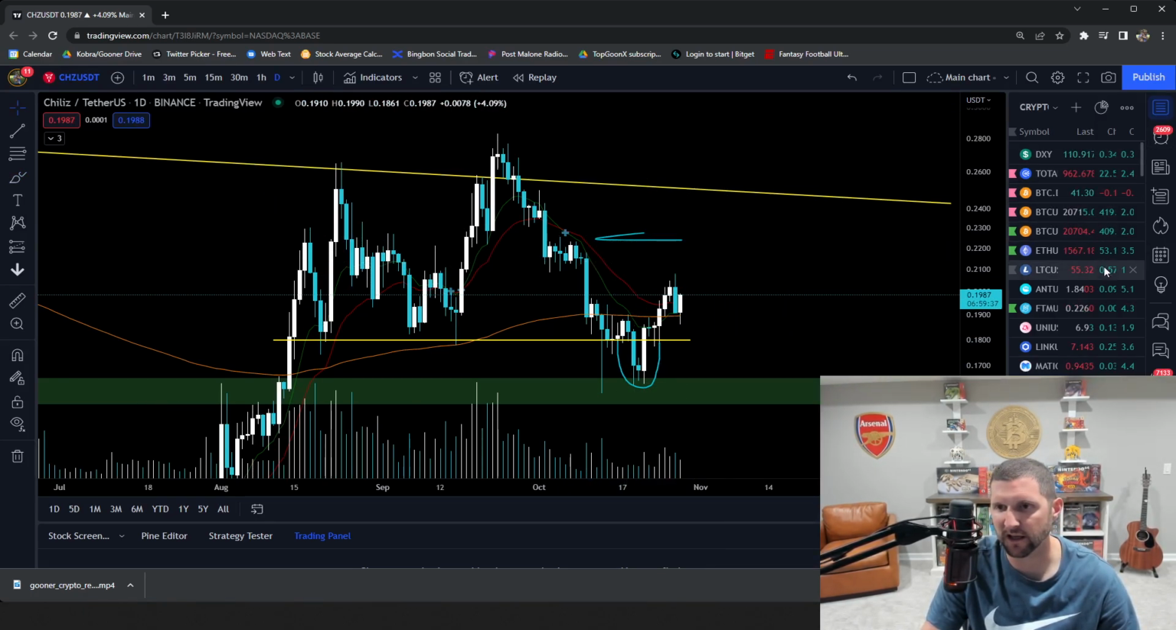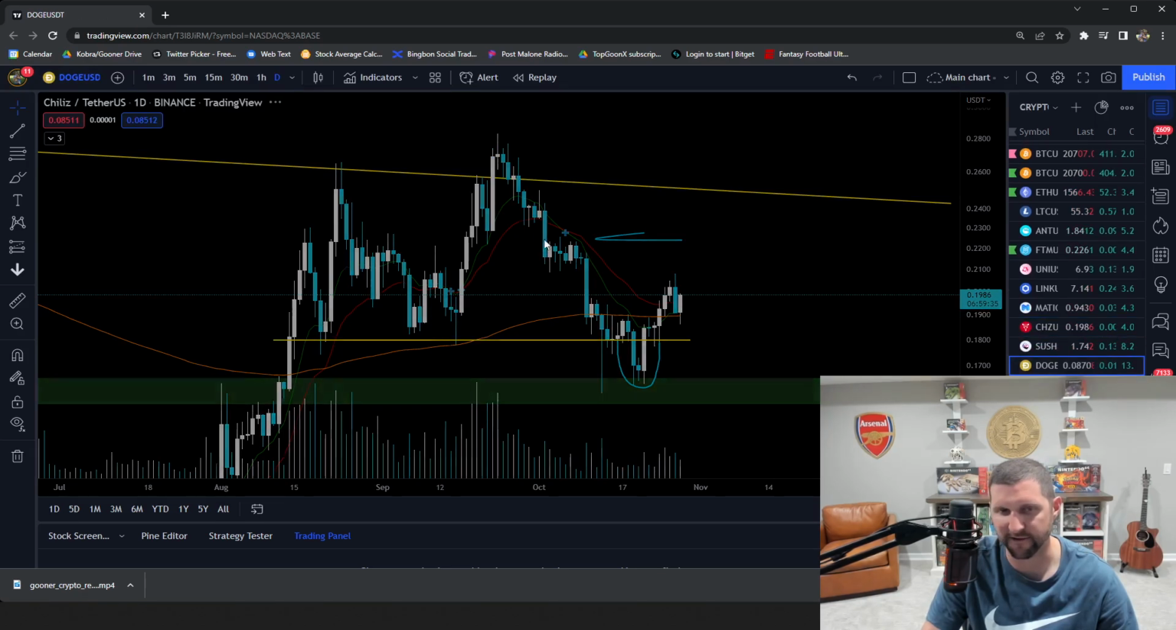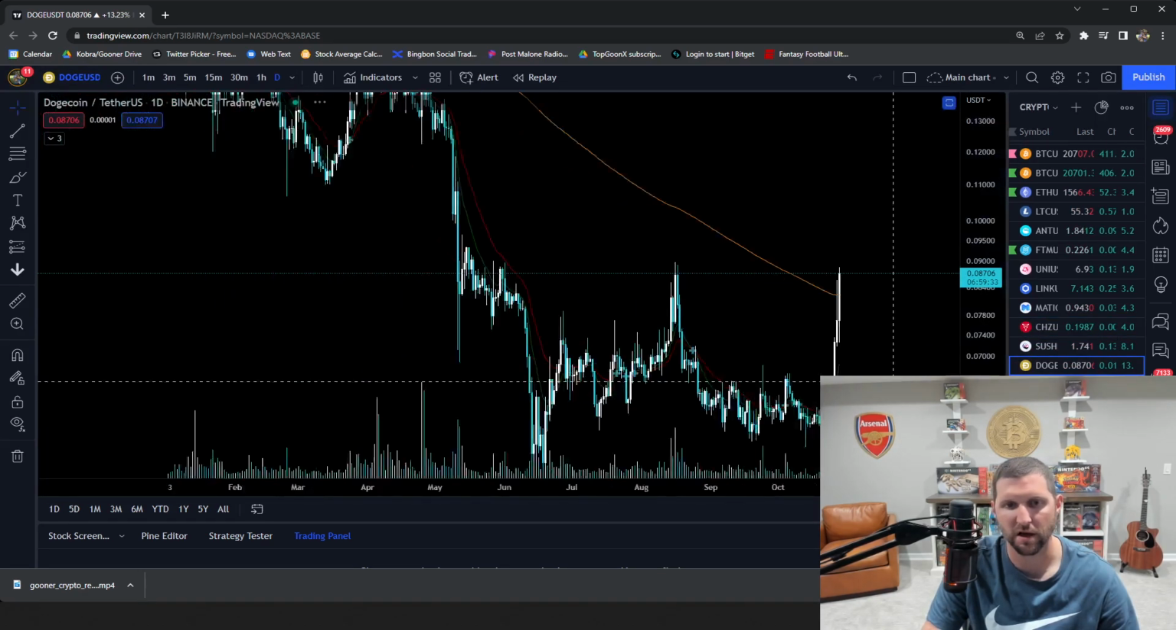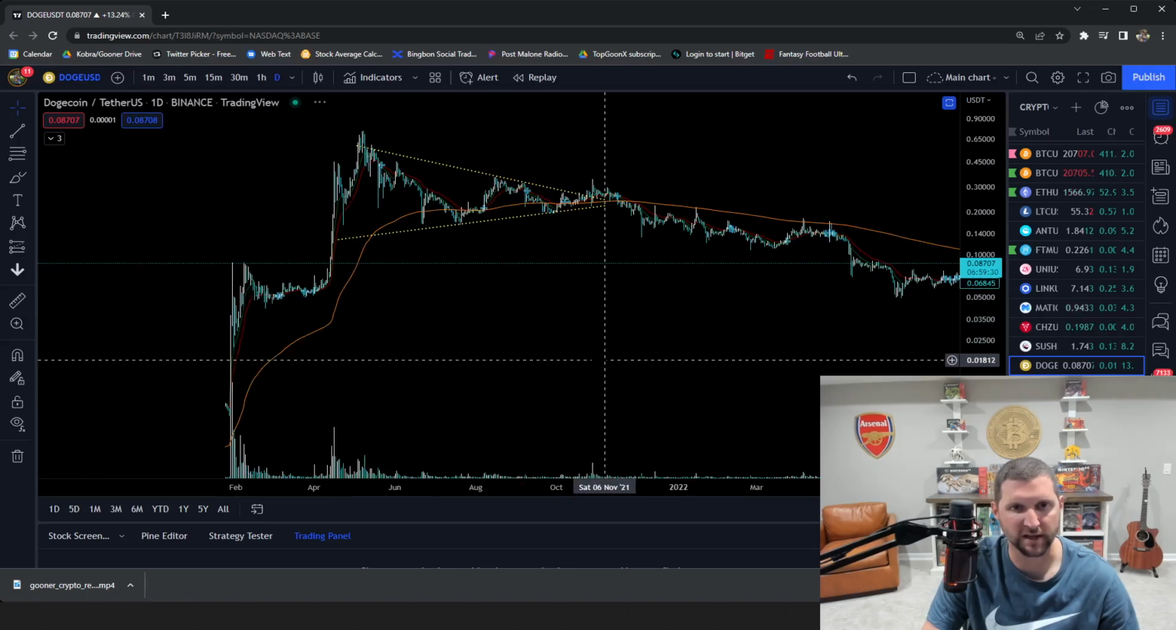I'm trying to think if I can think of any other charts that have a nice reversal pattern up high. Anything that we can think of.